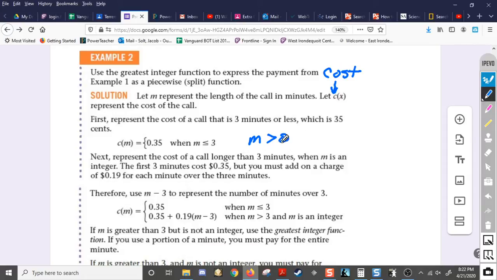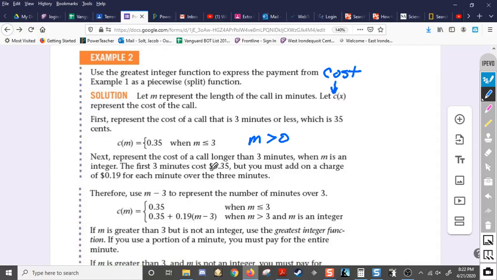So when m is greater than 0 and less than or equal to 3, the function is going to be 35 cents. If you talk for 2 minutes and 59 seconds, they're going to charge you 35 cents. This is saying that if you talk for less than 3 minutes, you're charged 35 cents no matter how little you talked, as long as you talk a second or more, when m is greater than 0, up to 3. Okay, so that's the first part. Next, we're going to represent the cost of a call longer than 3 minutes.